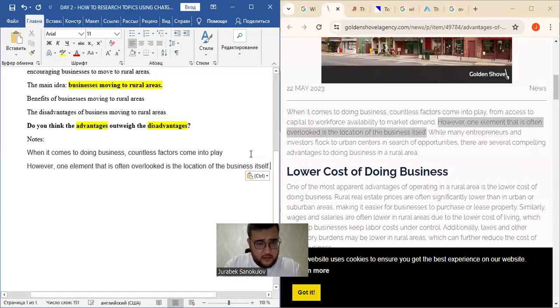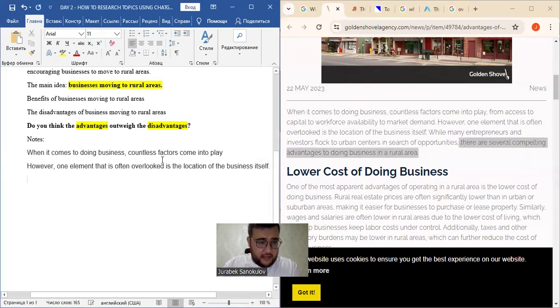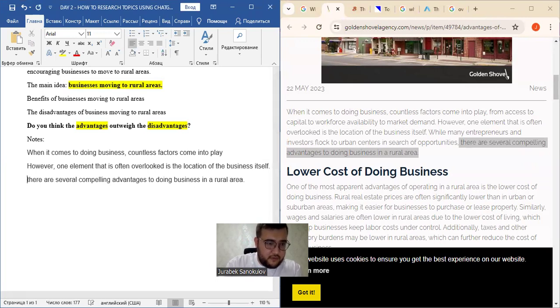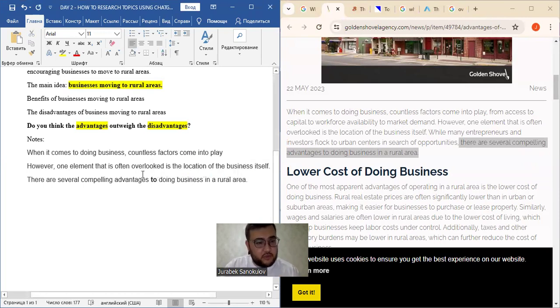So this one. While many entrepreneurs and investors flock to urban centers in search of opportunities, there are several compelling advantages to doing business in a rural area. I mean, that's a nice sentence. Look at the sentence structure: there are several compelling advantages to doing business in a rural area. So you see the important thing. I will talk about this in the next video as well.